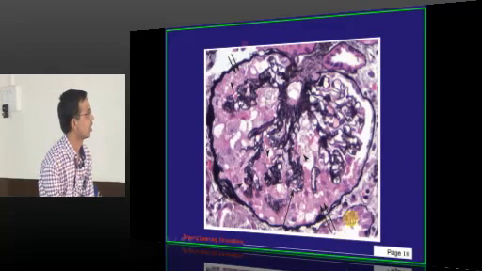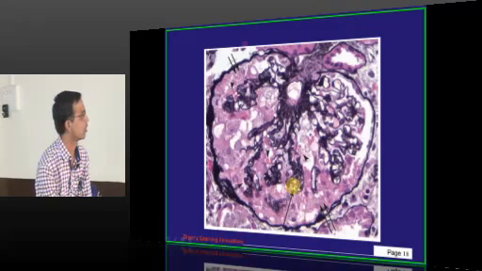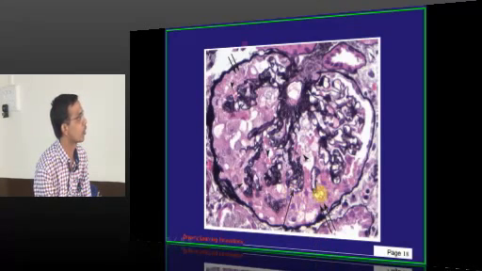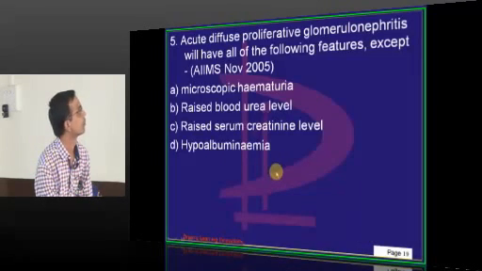Okay. Right. So here you can see that there is collapse of the tufts. The tufts are getting collapsed, with the deposition of a lot of proteinaceous material. This is called collapsing glomerulopathy.